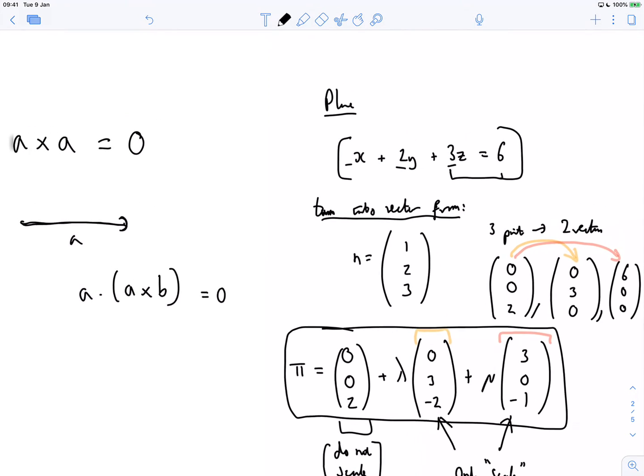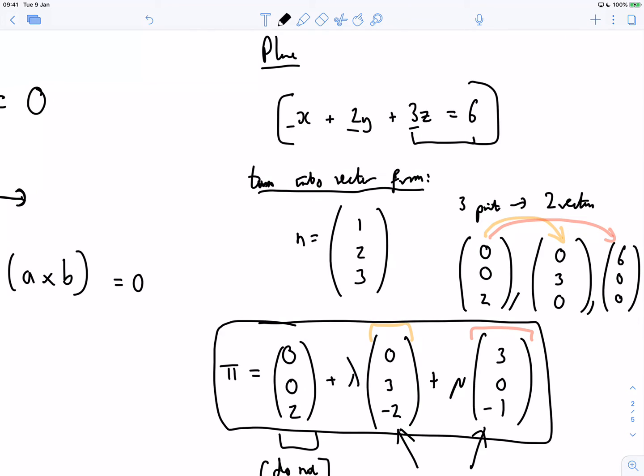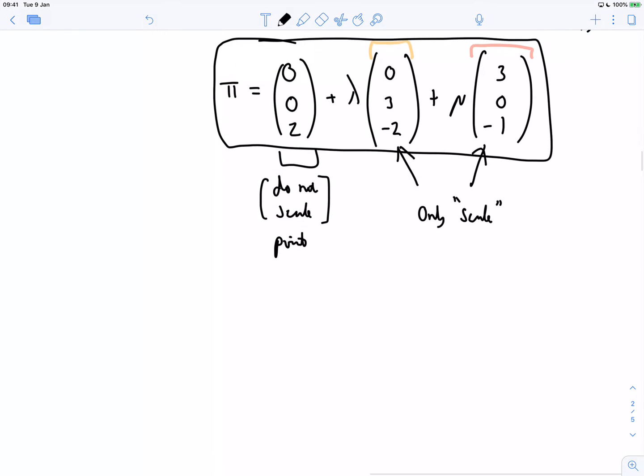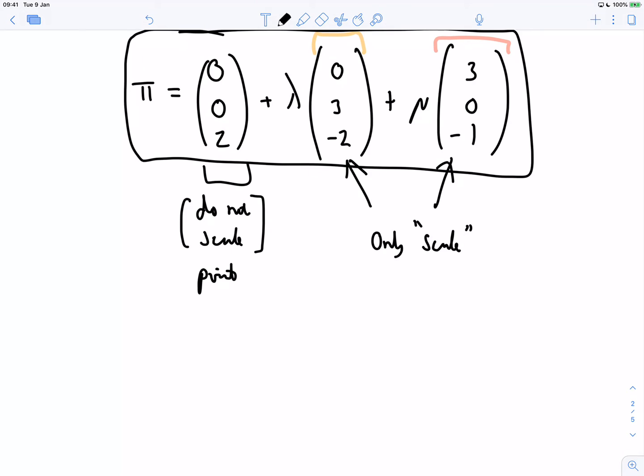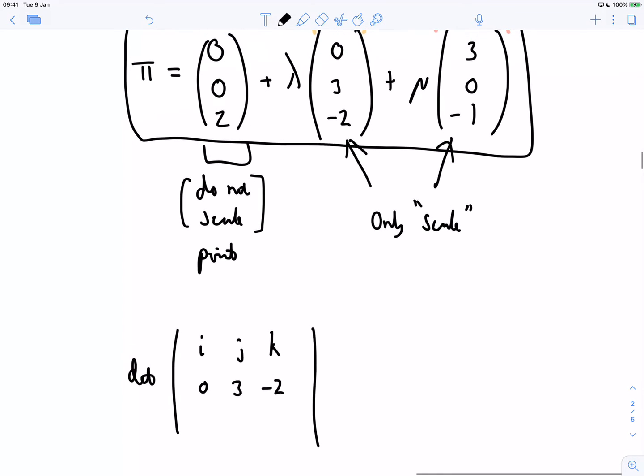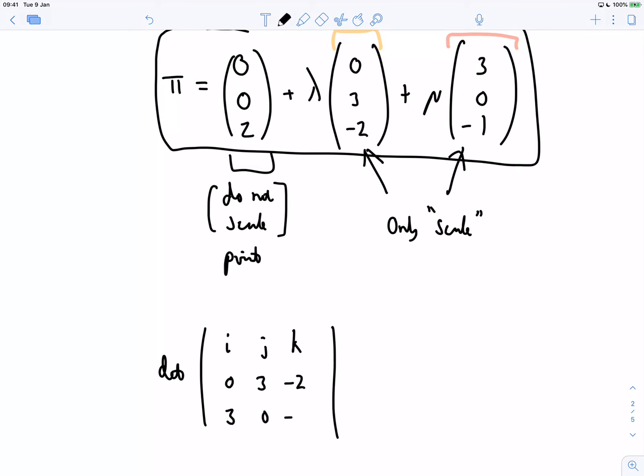Okay, so if I've got x plus 2y plus 3z equals 6, then that's one way of turning it into a vector form. Suppose I had it the other way around and I didn't know what the Cartesian form was, then it's very simple. I want to find the perpendicular normal vector, so I take the determinant of ijk of one vector, which is the orange one, so 0, 3, minus 2, and then the red one, which is 3, 0, minus 1. And then I take the determinant of that.